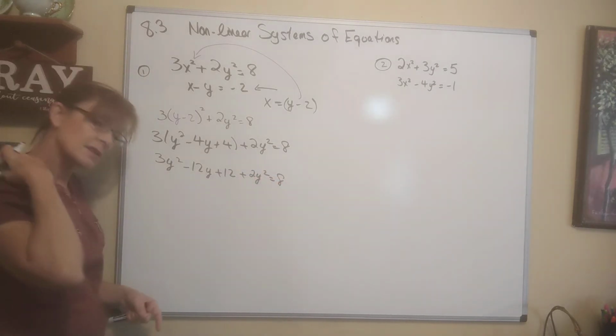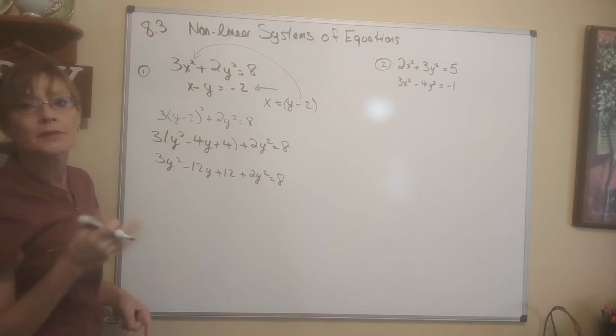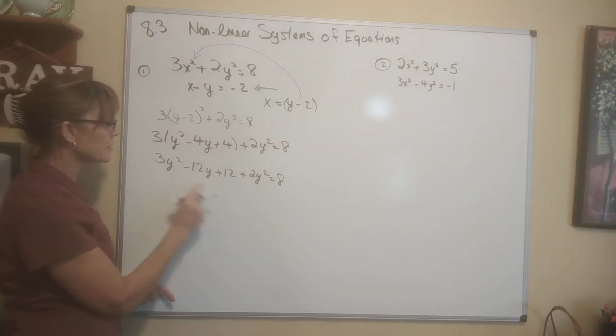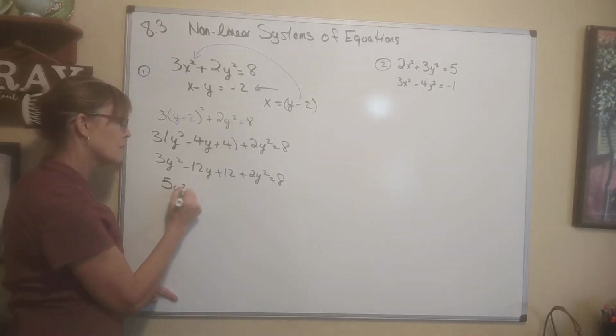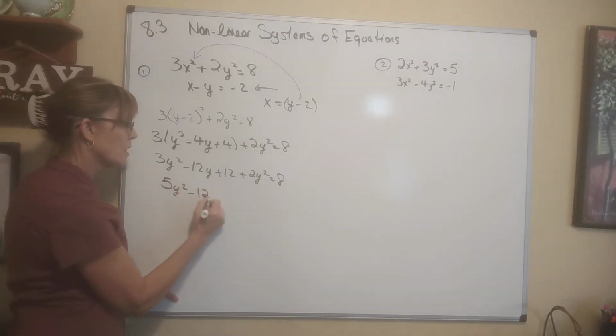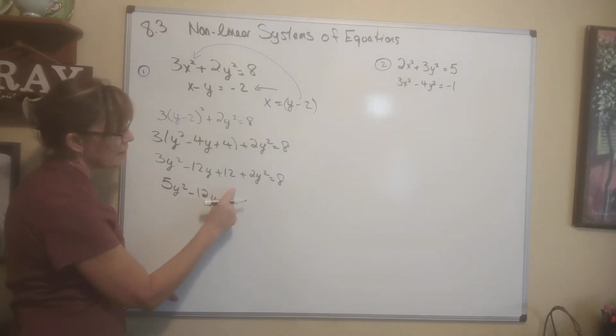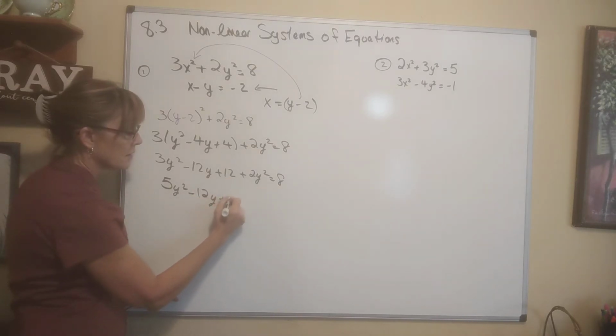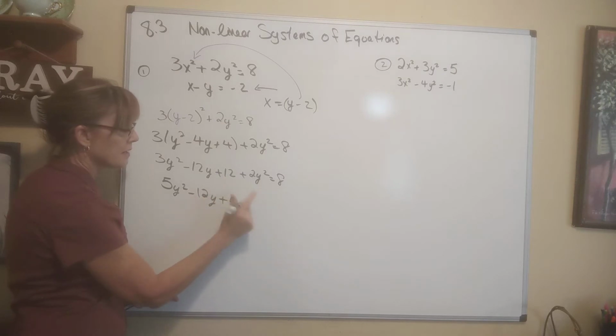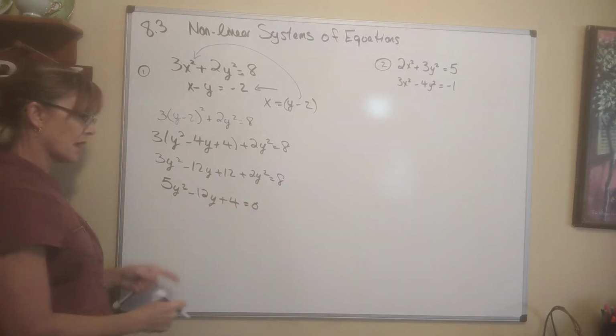This I recognize as a quadratic equation. The highest power is 2, so I'm going to collect like terms. 3y squared plus 2y squared is 5y squared minus 12y. And then I have a 12, and I'm going to subtract 8. So 12 minus 8 is 4, and then I have a 0 on one side.